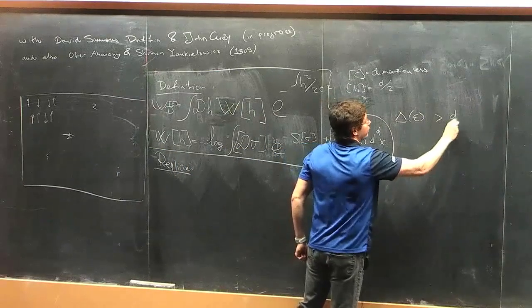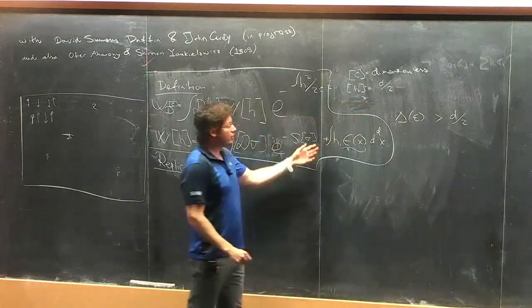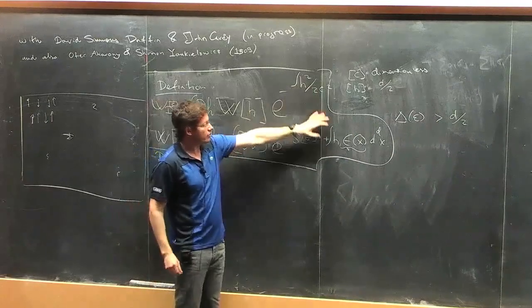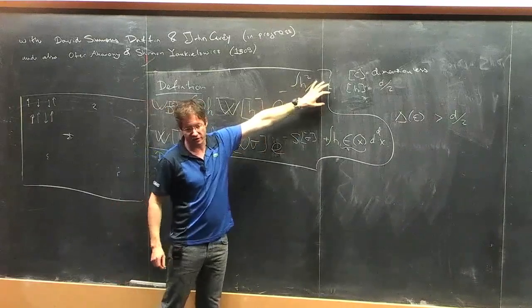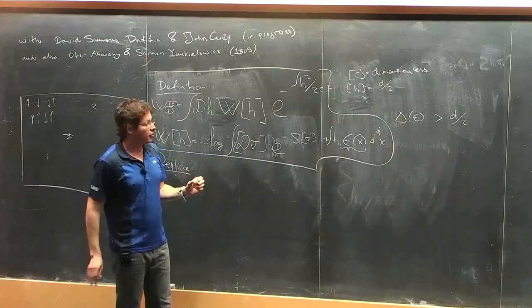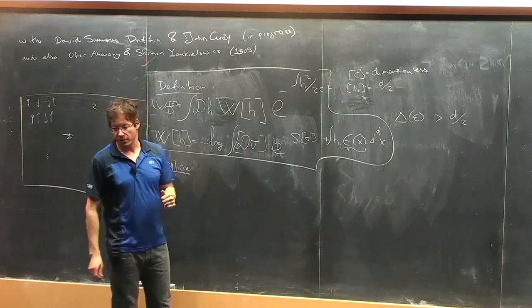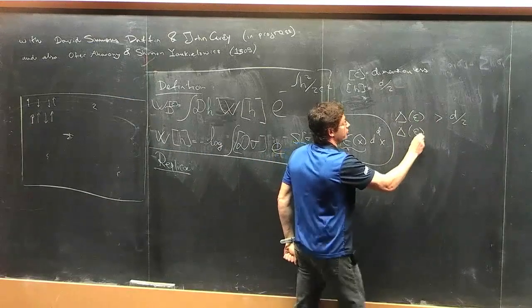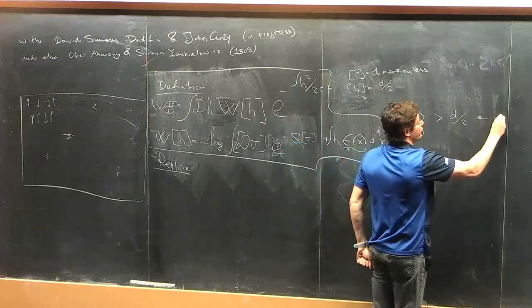If the dimension is bigger than d over 2, then this interaction is going to be irrelevant, and you're not going to be too much perturbed by the existence of disorder, and the critical exponents would agree with the critical exponents of the pure fixed point. In this case, it's going to be irrelevant.